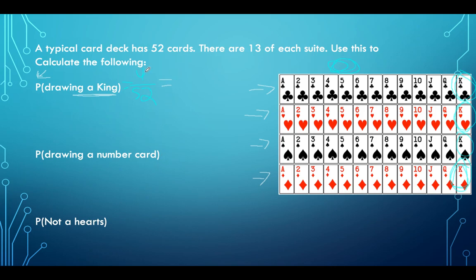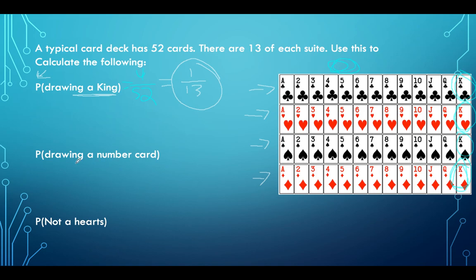So 4 divided by... Sorry. So 4 goes into both of these. 4 goes into 4 once. 4 goes into 52 13 times. So probability of selecting a king would be 1 out of 13.